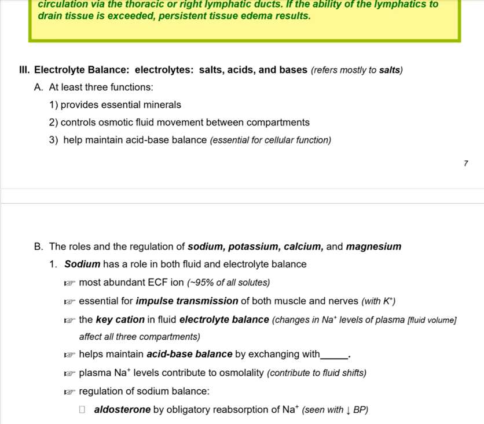So what are the functions of electrolytes? And again, this should be mostly review. We've probably covered all of these things so far. One is that they provide essential minerals. The second is that they control osmotic fluid movement between compartments, and especially when we think of fluid movement, we think of sodium, and then to a lesser extent potassium, because aldosterone is going to both kind of control potassium and sodium levels. And then also we know that electrolytes help maintain acid-base balance.